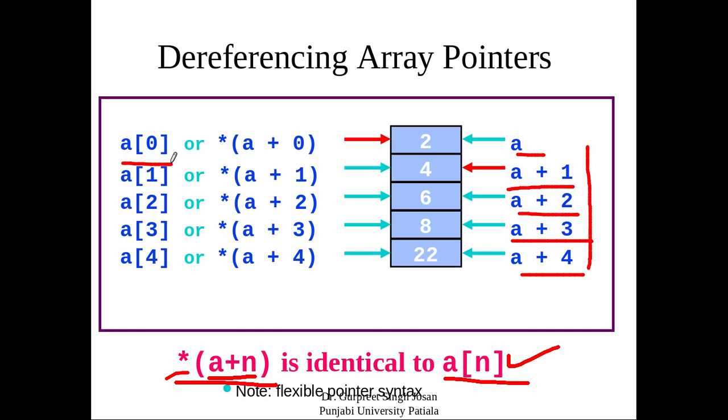So a[0] will be equal to *(a + 0), a[1] will be equal to *(a + 1), a[2] is equal to *(a + 2). So you can access any array element either using index number or using the dereferencing operator.